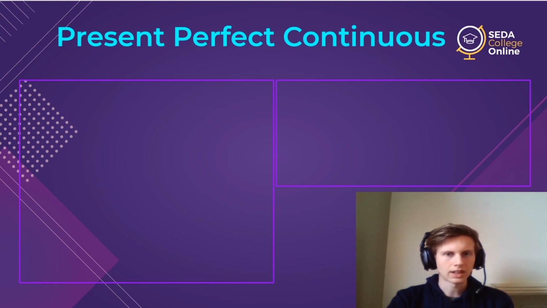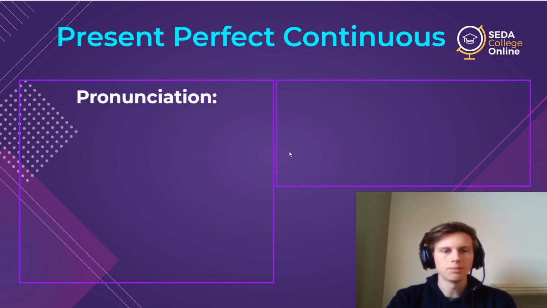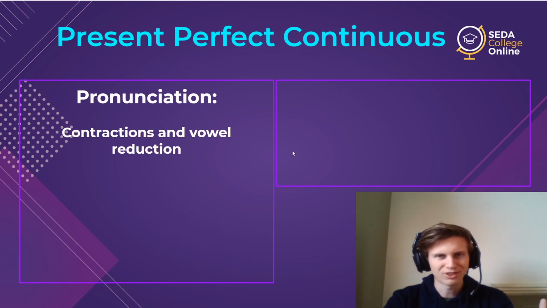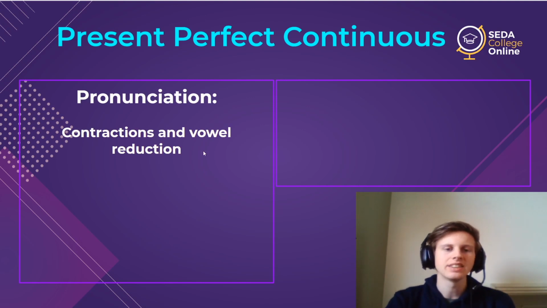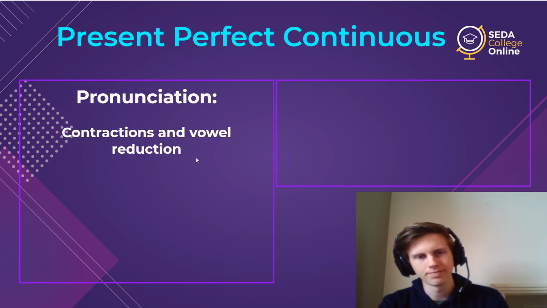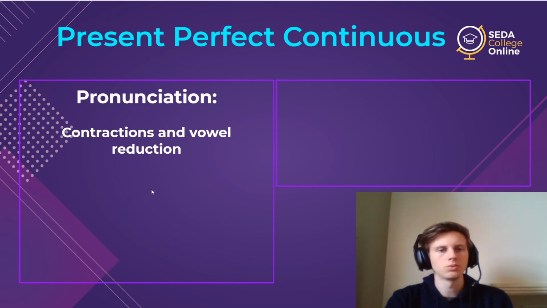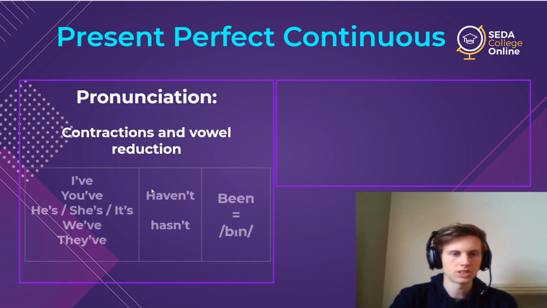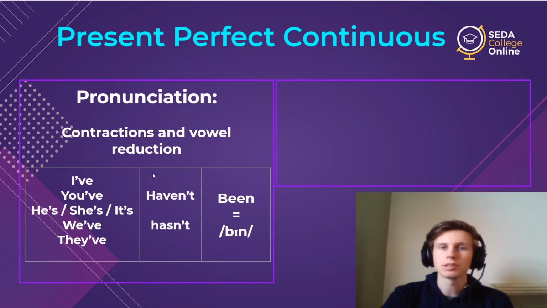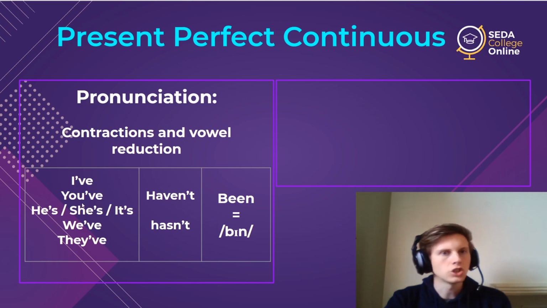Okay, so let's continue then to pronunciation. So we've got two pronunciation points for this one. Of course, there are contractions, but specifically, there's something called vowel reduction. Vowel reduction means to make smaller. To reduce is to make smaller, to make less. So we're going to look at how these two work together. We have the same contractions for have that we have from the previous ones. You know, I've, you've, he's, she's, it's, we've, they've. The same negative contractions, haven't and hasn't.